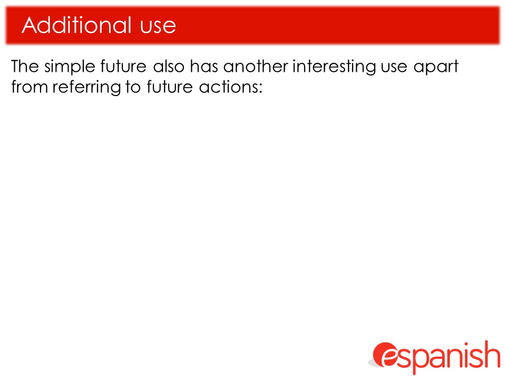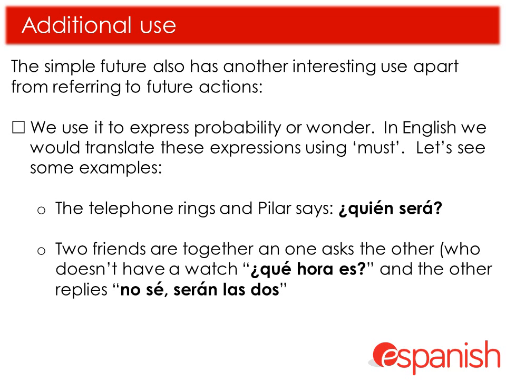Now, there is an additional usage of the second construction, the infinitive plus the endings, which is quite useful, and we can use it to translate phrases in English like must. It's basically when you're trying to guess what is happening, when you're trying to express probability or wonder. For example, the English construction here, the first example, the telephone rings and Pilar says, who is it? ¿Quién será? Who must it be?